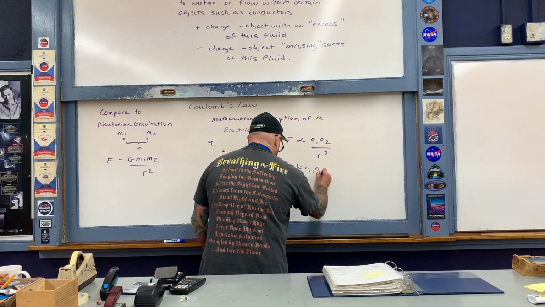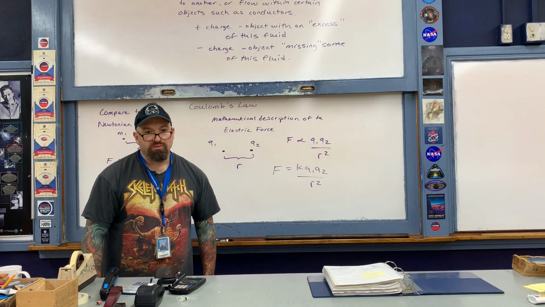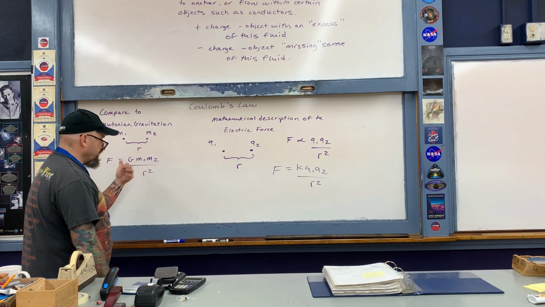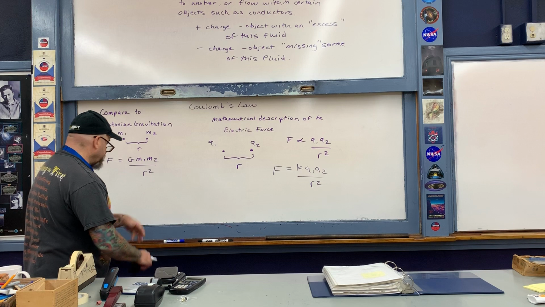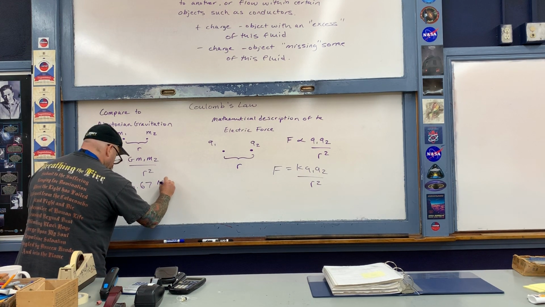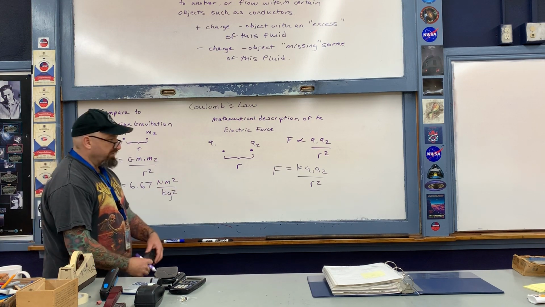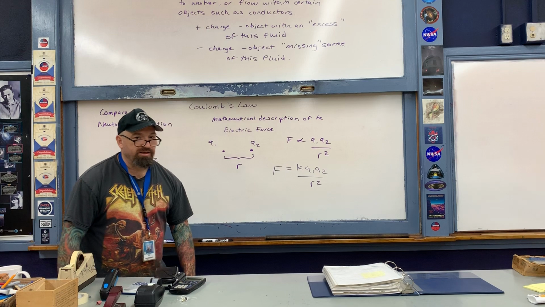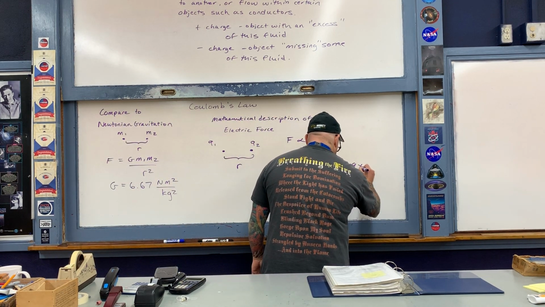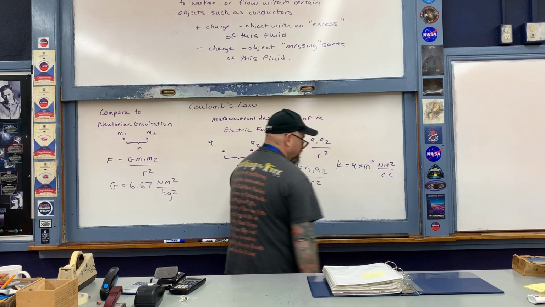The number itself is usually just written as small k. The value of small k is extremely large. It's large compared to the value of capital G. Recall that the value of capital G is quite small, while the value of small k is literally 9 billion. It is 9 times 10 to the 9th newton meters squared per coulomb squared.